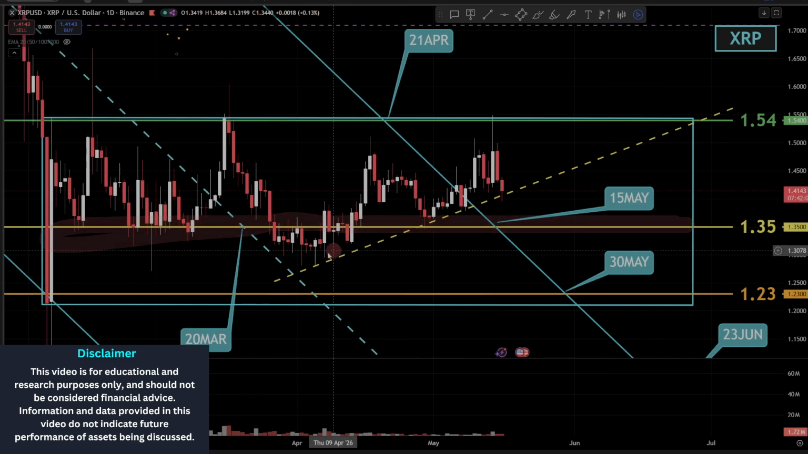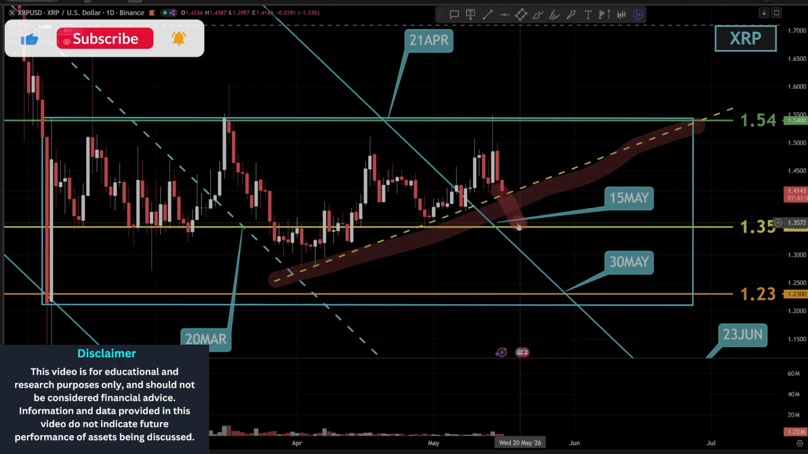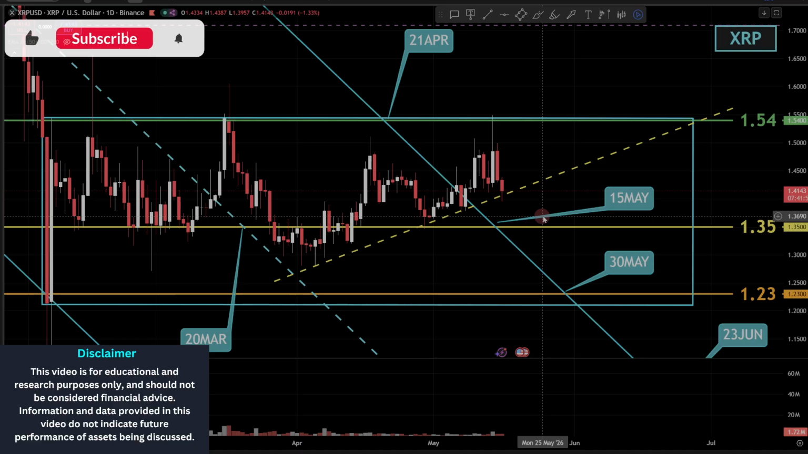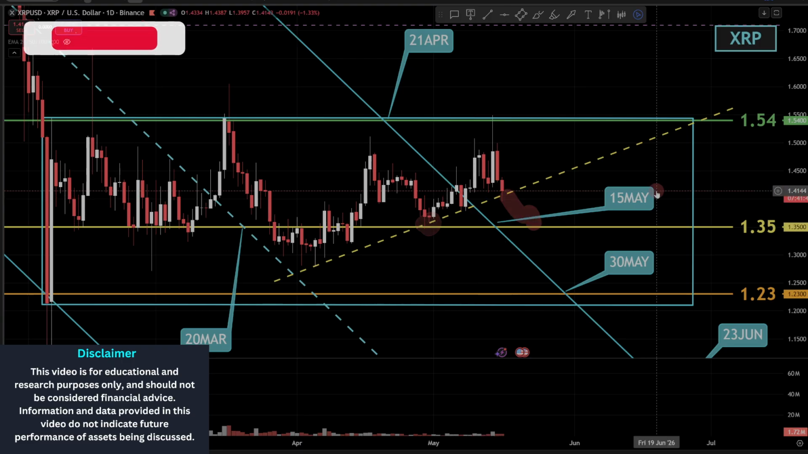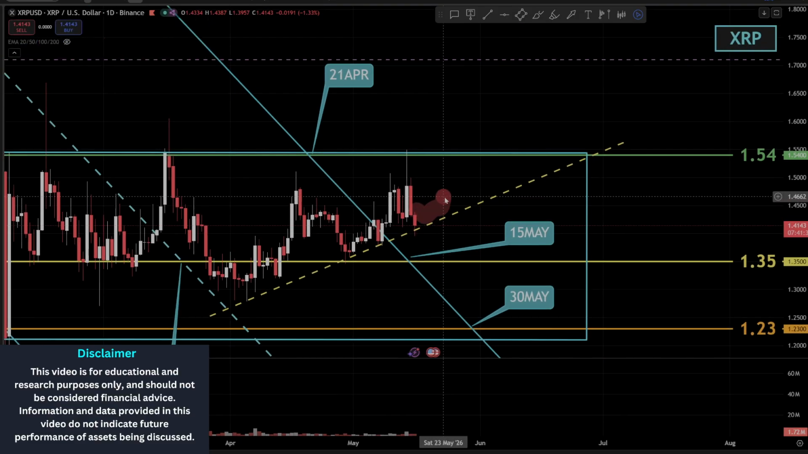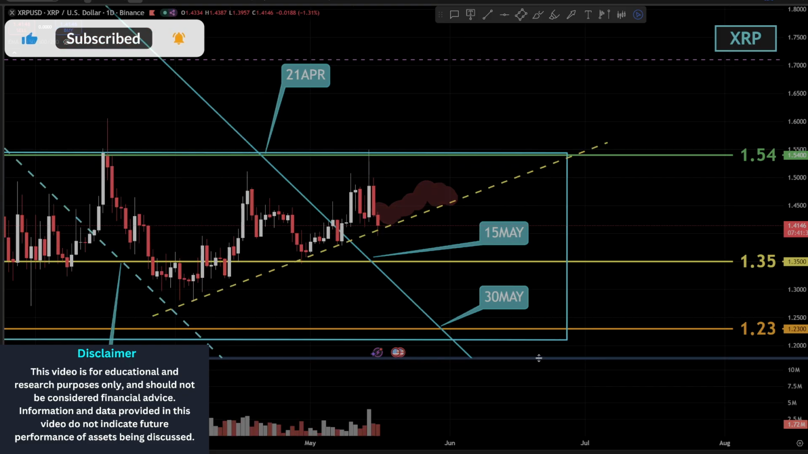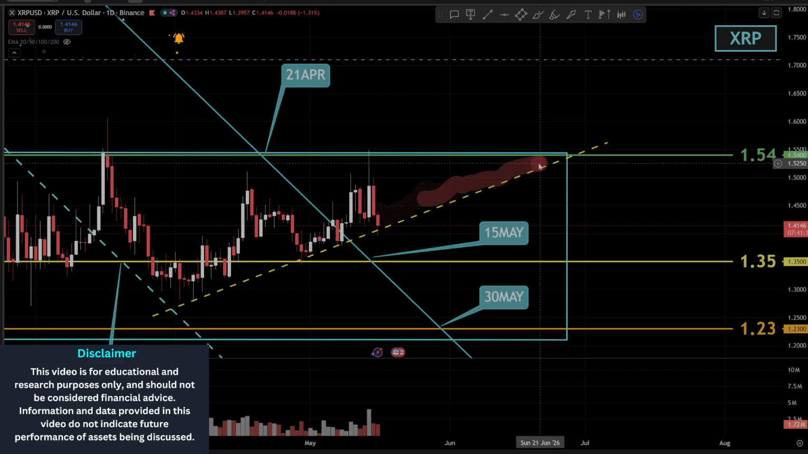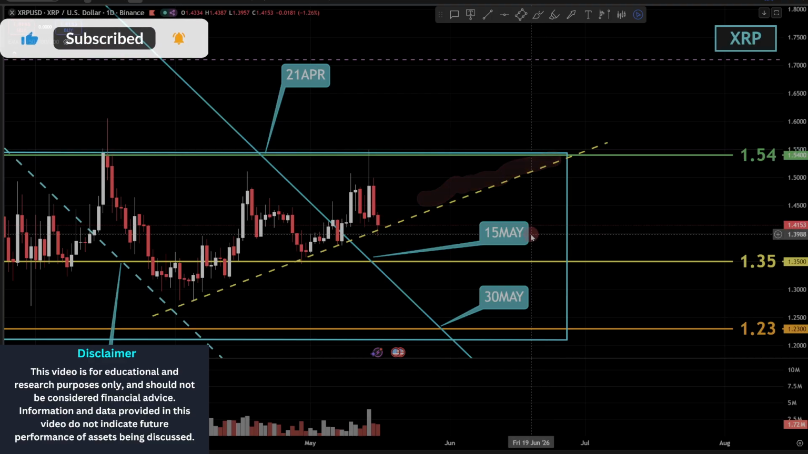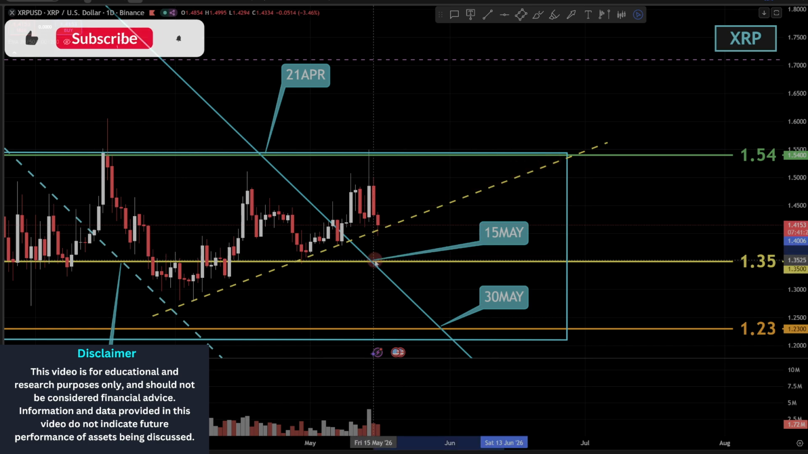If the price drops below this yellow dash line to come back and test the 1.35, don't get sad or mad, because that's what happened just before May, and it is still within the sideways trend trading zone. But if the bulls really defend this line and the bears aren't able to push the price down, what date are we looking at?